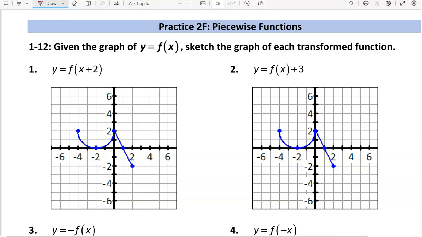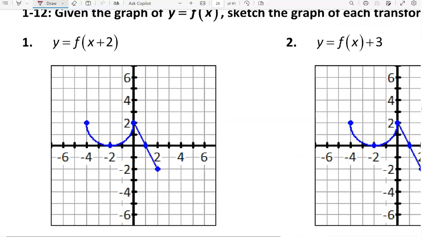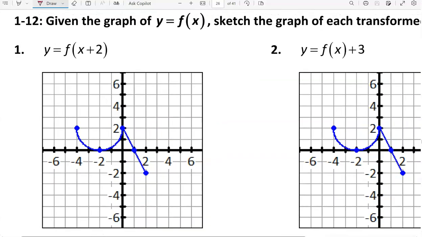This is a video walkthrough for practice 2F. Let's take a look at number 1. We're given the graph of f of x in blue, and we're asked to sketch the graph of each transformation.